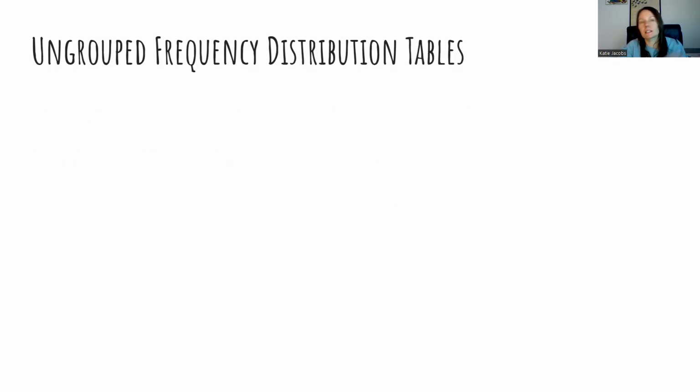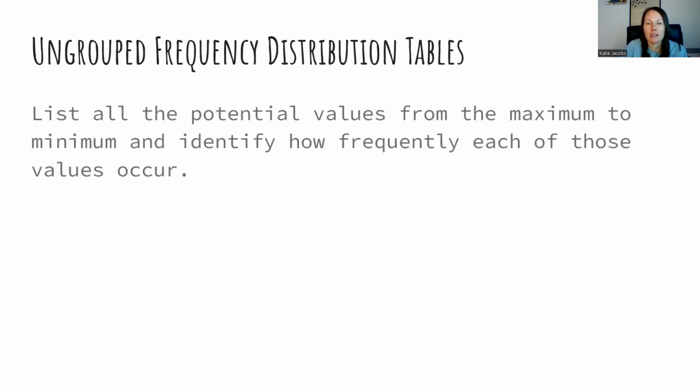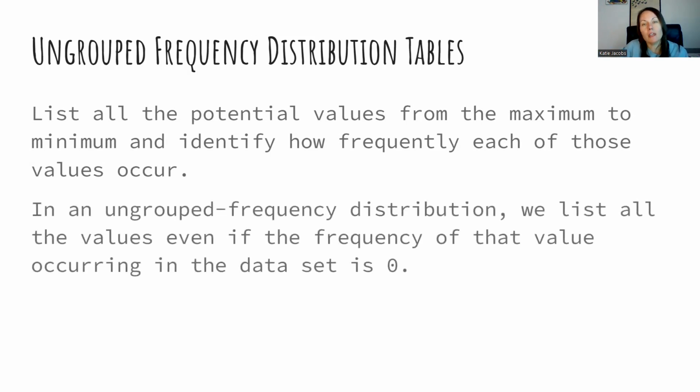The ungrouped frequency distribution tables. Here, what we're doing is we basically will list out all the potential values from our data set from the maximum to the minimum value. And we will literally write how frequently each of those values occur in our data set. Okay, so in an ungrouped frequency distribution table, we list all of the values, even if the frequency of that value occurring in the data set is 0.